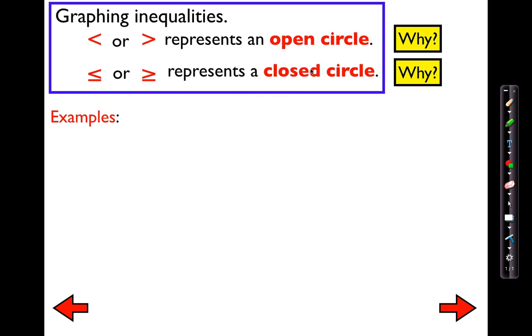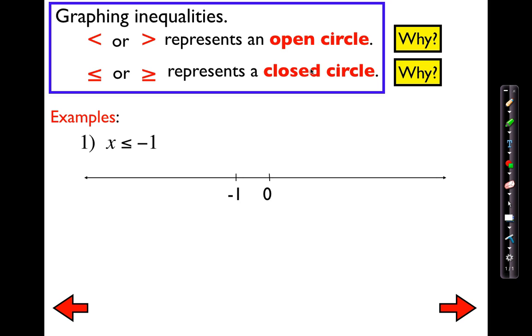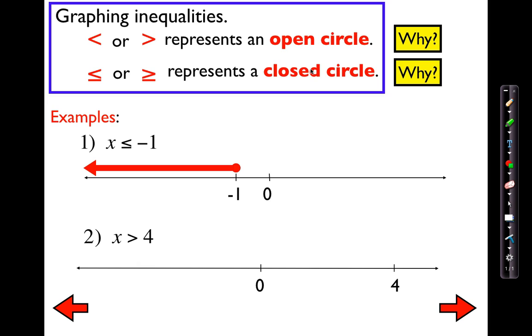So here, x is less than or equal to -1. So in this case, it's going to include -1, and because it's less than, it's going to include all the numbers to the left of it. Number 2, this is x is greater than 4. So we're not going to include 4 because 4 is not greater than 4. Now, because we're looking at all the numbers greater than, we're going to go to the right.